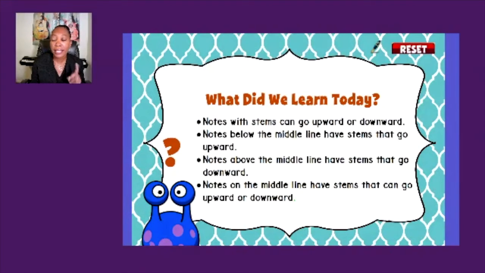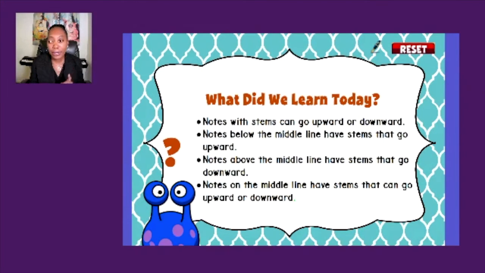So let's talk about what we learned today. Well, we know that notes with stems can go downward or upward, right? Notes below the middle line, the third line, have stems that go upward to the right, okay? And notes above the third line have stems that go down to the left, okay, downward. And notes, of course, on the middle line, as I mentioned, can go up or down.